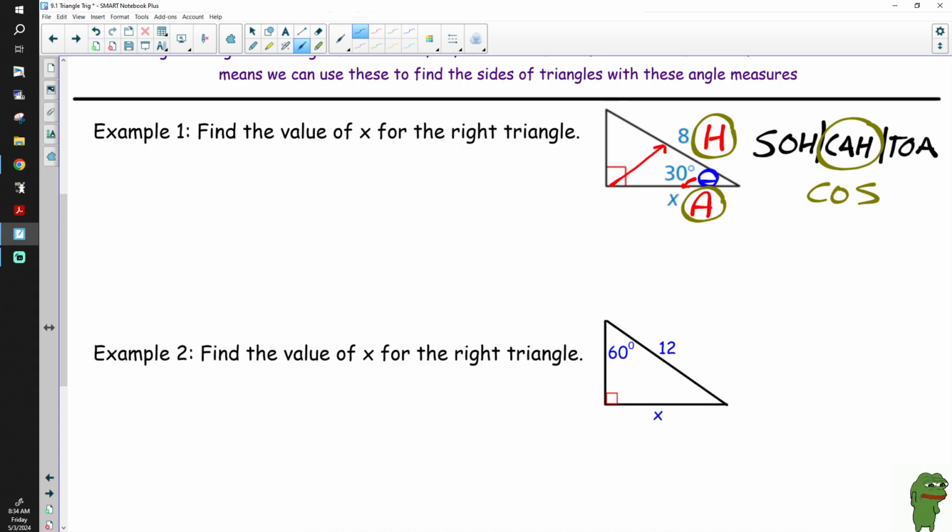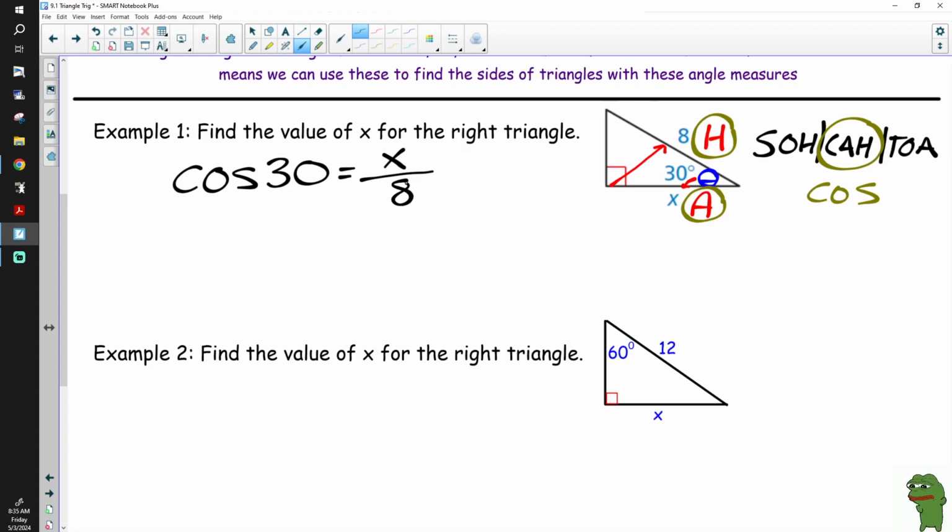So we know we need to use cosine, right? So I'm going to set up cosine, because that's the trig function we chose. And what's my angle? 30 degrees. Cosine of 30 equals my adjacent, A over H. My A is x. My hypotenuse H is 8.